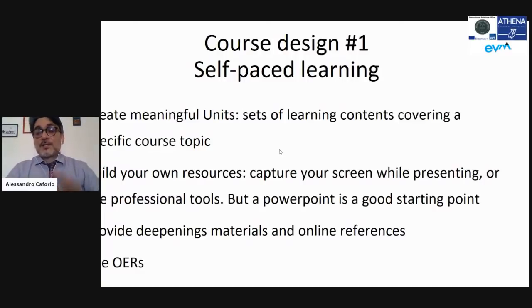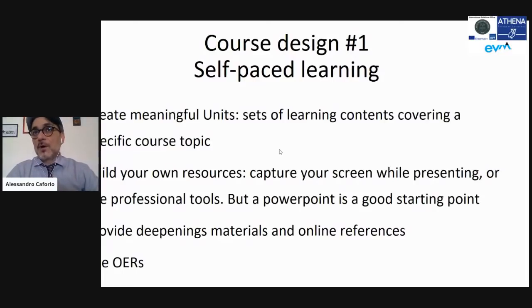Provide deepening material, so don't limit yourself to providing just one content, because students probably will want to go deep on some specific topic. If they are going to ask you for their final dissertation, probably having a list of relevant bibliography will help them also in deciding what to ask you for the final dissertation.